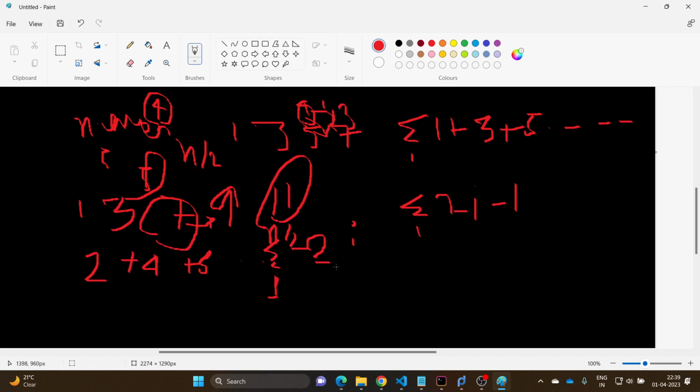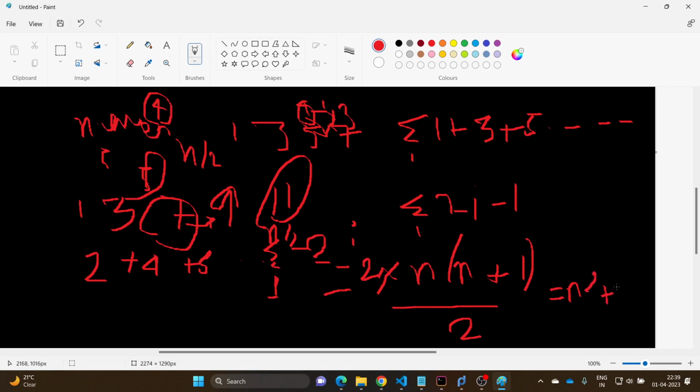So the sum of the elements again here would be 2 into n by 2 into n plus 1 by 2. So this is nothing but n squared plus n, for n odd. So now you have seen that for odd elements, the answer is n squared plus n, and for even, our answer is nothing but n squared. So let's code it up.